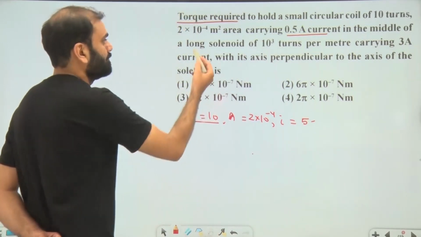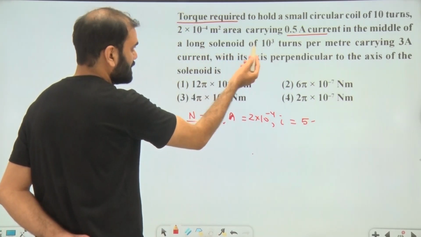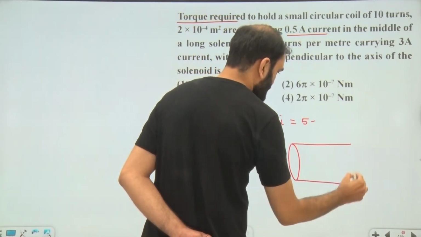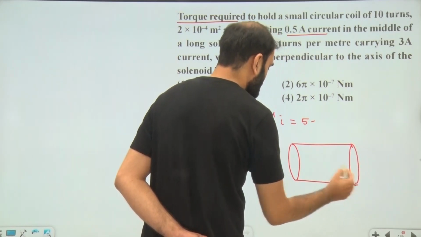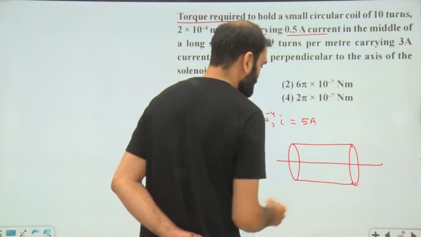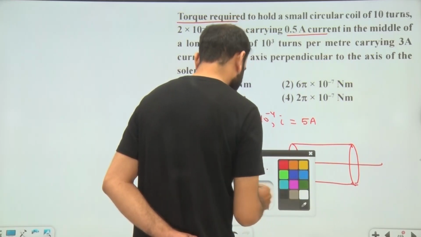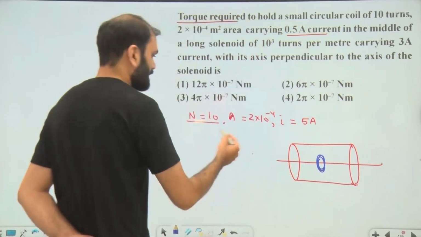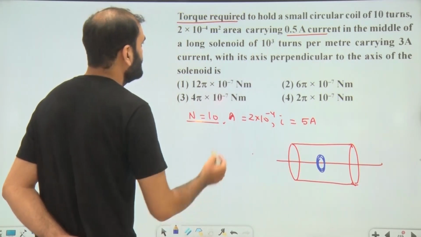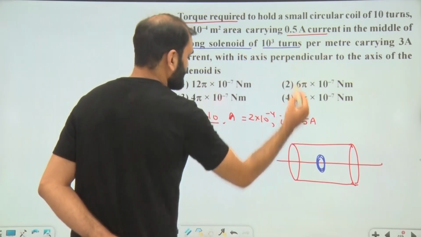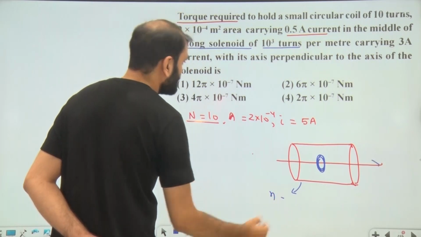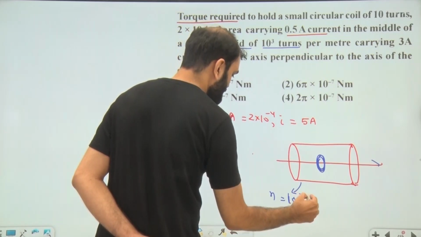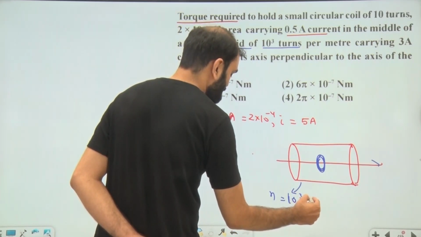In the middle of a long solenoid you have this coil, on the axis of the solenoid, and the number of turns in that coil is given. For the long solenoid, the number of turns per unit length n is given, equal to 10 raised to power 3 turns per meter.